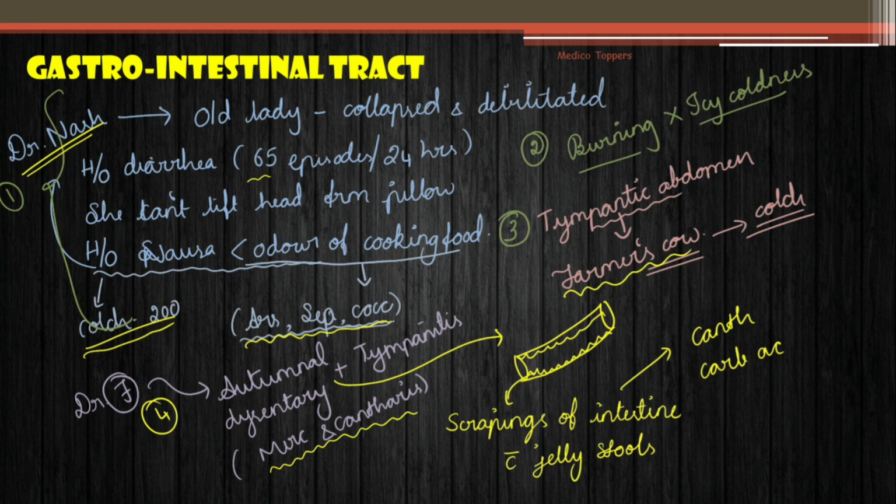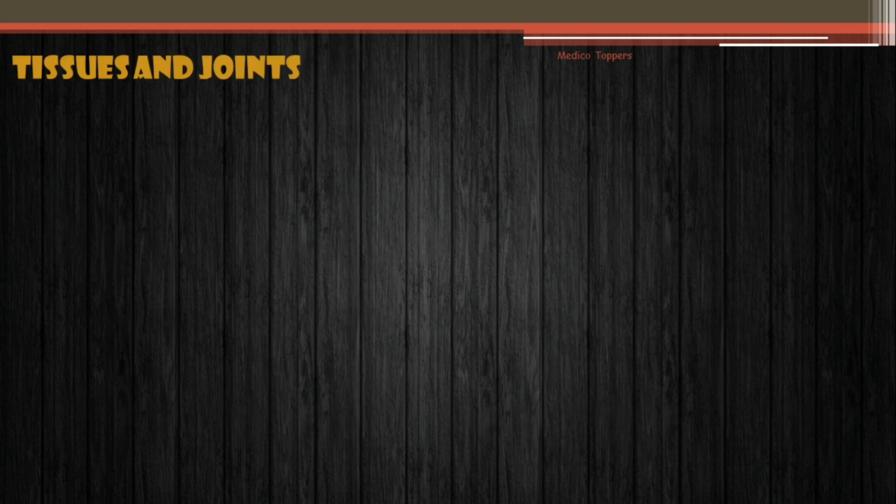So in case of autumnal dysentery, our stools will be having white shreddy scrapings of intestine with the jelly stools. So this exact symptom of scrapings of intestine we can see in case of cantharis and carbolic acid. So now regarding the second primary action of colchicum, that is none other than tissues and joints. So let's see how uncle is suffering in case of rheumatic complaints.